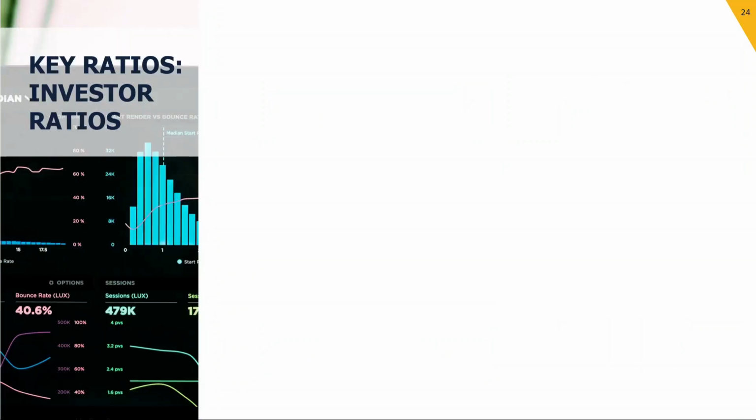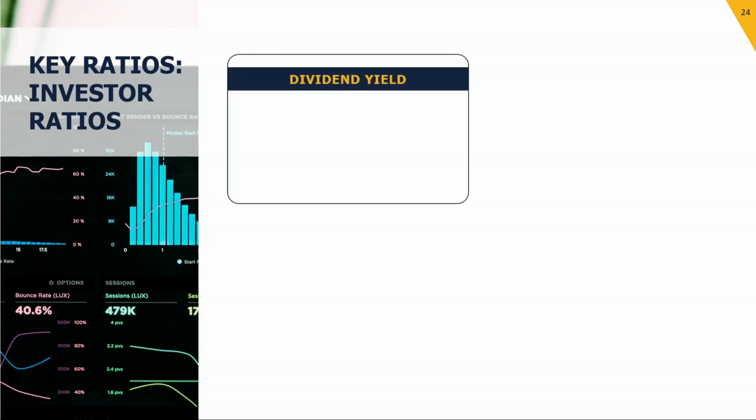A further group of ratios that would be of interest to our shareholders, to our investors, are the investor ratios here. So the first ratio that we've got is the dividend yield ratio here. So for this one, on the top line, we take the dividend paid per share and we divide them by the ex-div market price per share. Remember, ex-div means after the dividends.